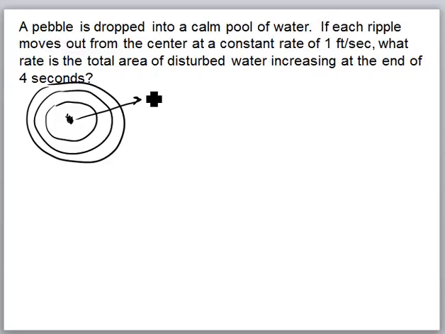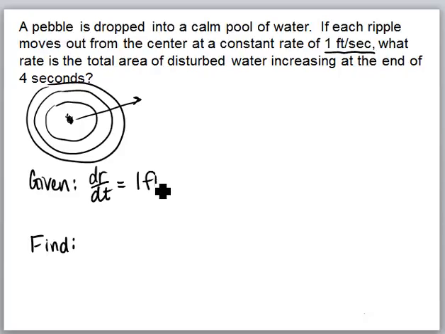Step 1 was picture. Step 2 is to find the given. What are we given? And what are we trying to find? I'm given that each ripple moves out from the center at a constant rate of 1 foot per second. Well, how would I denote that? I'm talking about the radius of the circle and how the radius is changing with respect to time. 1 foot is talking about the radius, and then it's over time. So I'm talking about dr over dt. dr over dt is 1 foot per second.